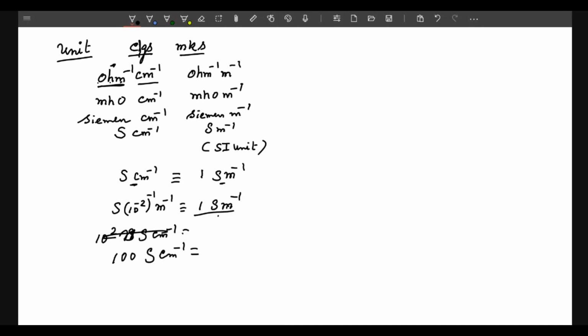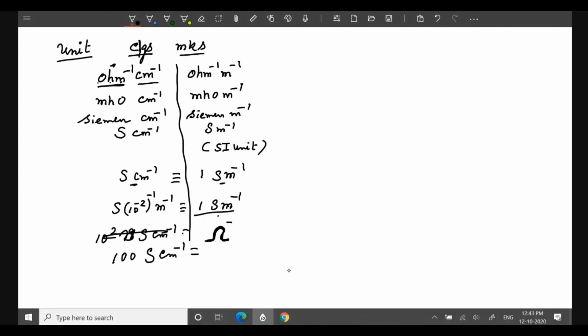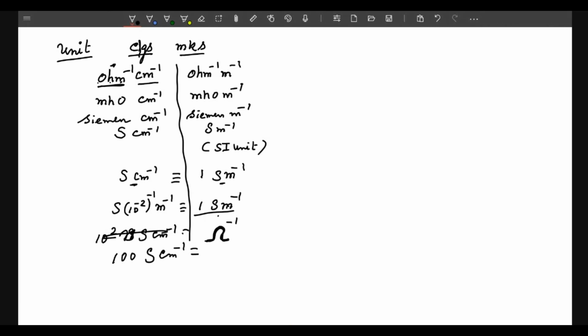This is the unit for this one, and you should be very cautious about which unit they are giving for the specific conductance kappa. Sometimes in old books, they write the ohm like this, and per ohm is represented like this also. Therefore, these are all one and the same. And now we are going to give the unit for the equivalent conductance.